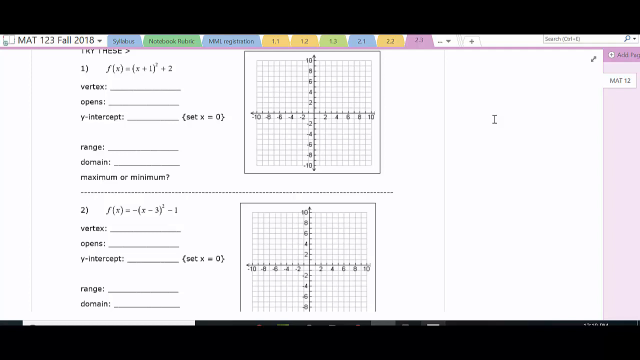Right. That's good. Once you get the vertex, then it's not that bad. Now your vertex is -1, 2, so you're going to be going from that vertex. Since this one is not reflected, it opens up. From the vertex, you're going to go right 1, up 1, right 2, up 4. It's going to go up like that.